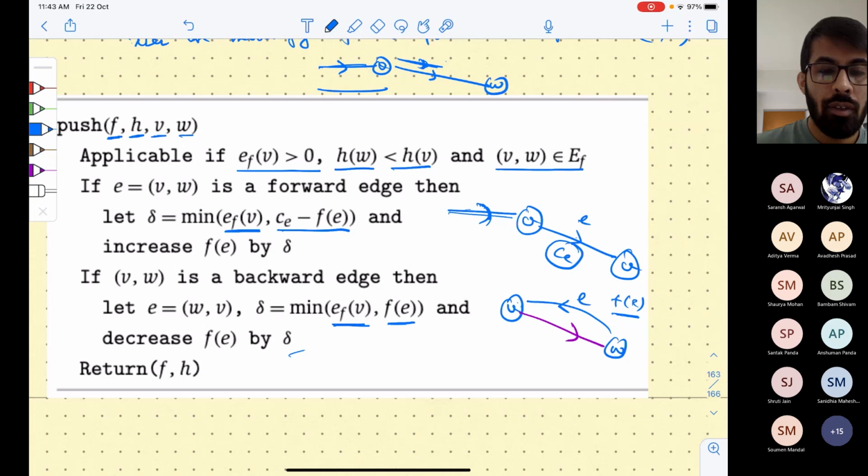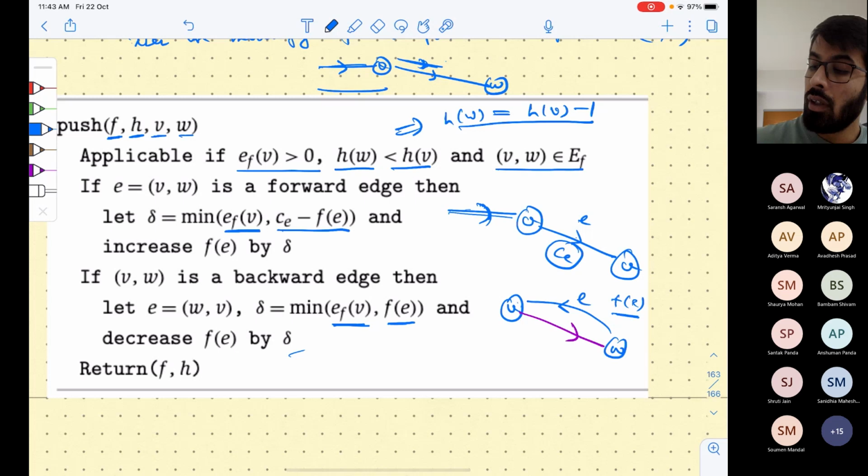We'll come to other operations, how we find out which is this edge and so on. But if these initial conditions are satisfied, that excess is greater than 0, the height is different, and it cannot be different by more than 1 because of the compatibility condition that we had earlier. So this also implies h of w is actually equal to h of v minus 1. Okay. And then finally we return this new flow f and h. Okay. Any question?